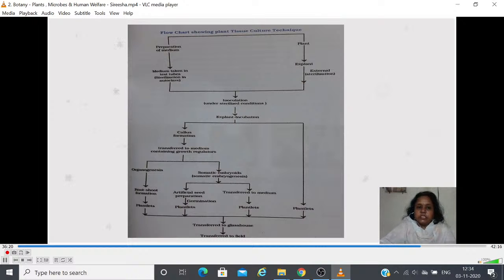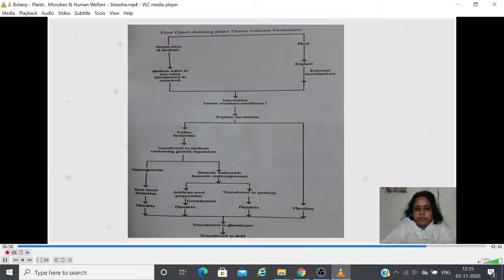is taken in the test tubes, and the sterilization and autoclave method, everything is done in this medium. And on the other side, the explant is taken from the plant, any small part from the root or the tip, some small amount of cells are collected from the plant. And next, this explant should be transferred into the medium. So the next step, you can see, is inoculation, under sterilized conditions.